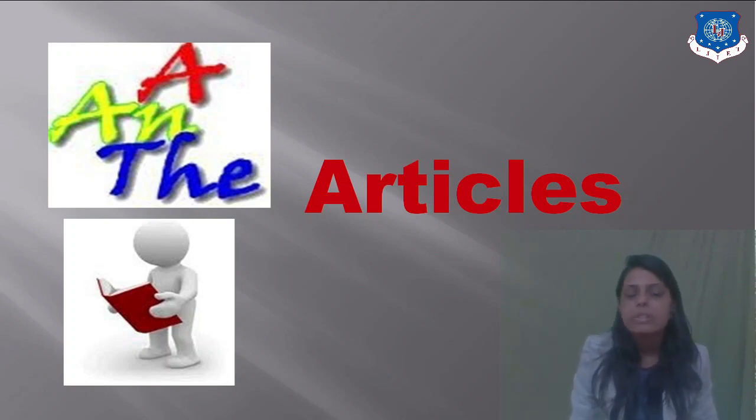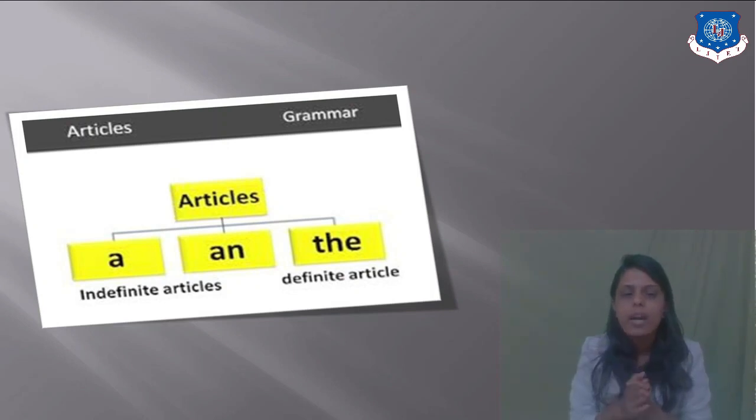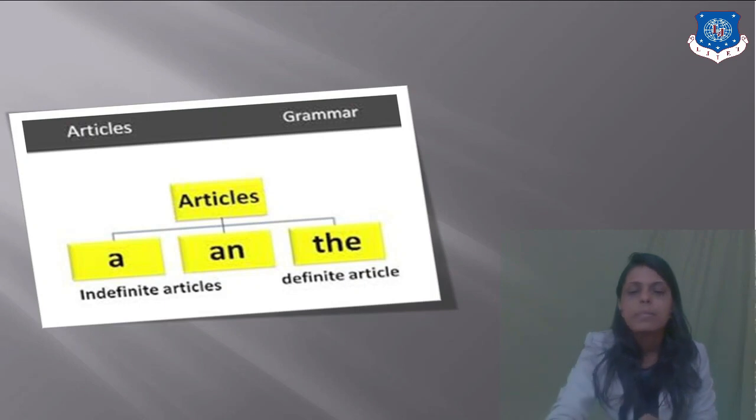So as we all know, in English grammar, articles are a very important part of grammar, right? Articles are a, an and the, and we can categorize them into two different kinds: indefinite articles and definite articles. A and an are indefinite articles and the is the definite article.